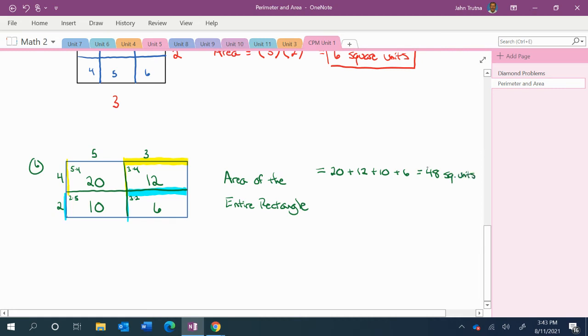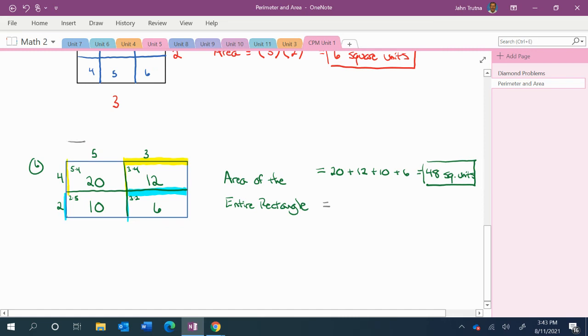So in this, if I said find the area of the entire rectangle, you could say the area is 48 square units, and that would be absolutely correct. Now, another way to look at this is, and other students have said, wait a second, Mr. Trutna, that seems like a lot of work right here. All I have to do is look at the entire rectangle.